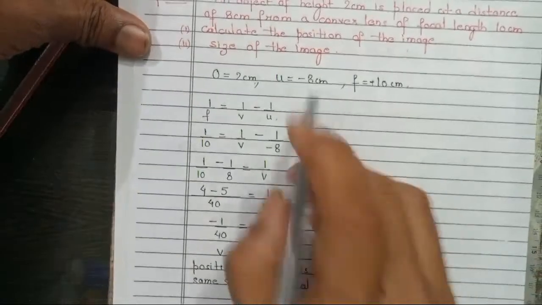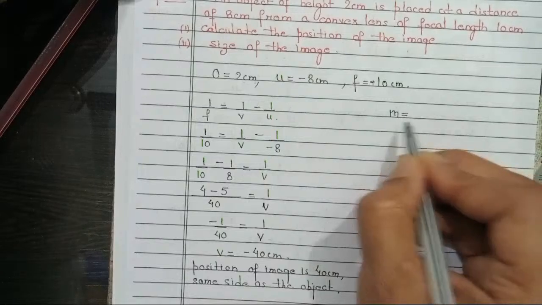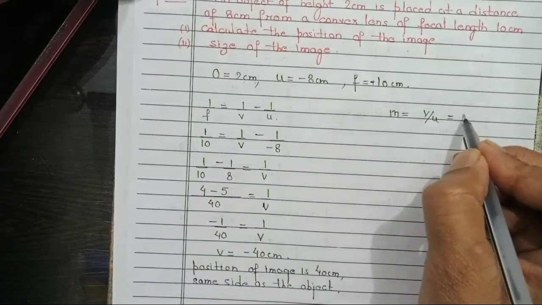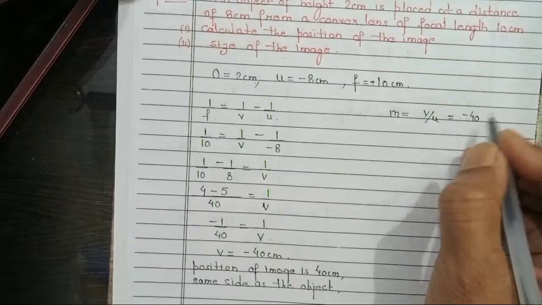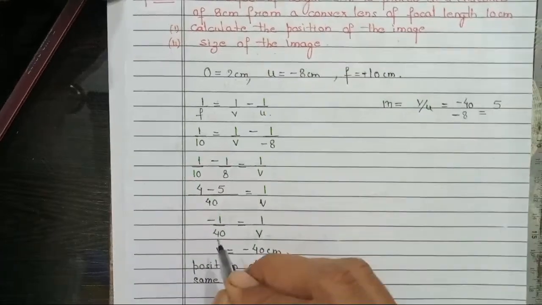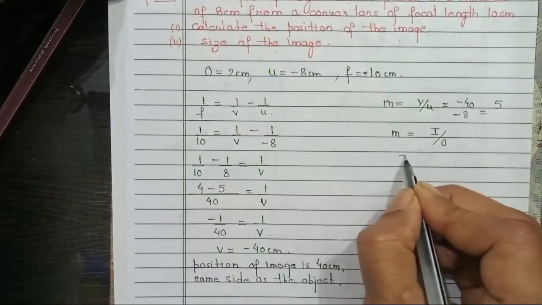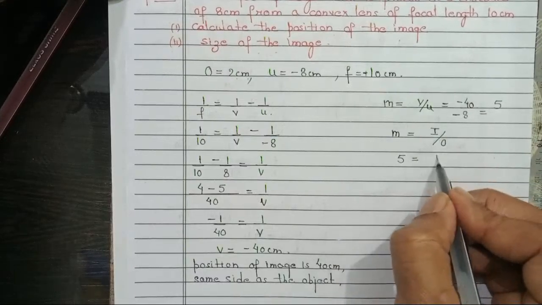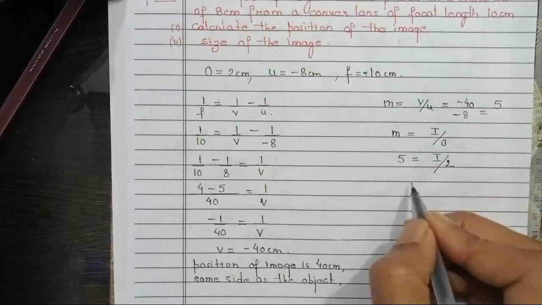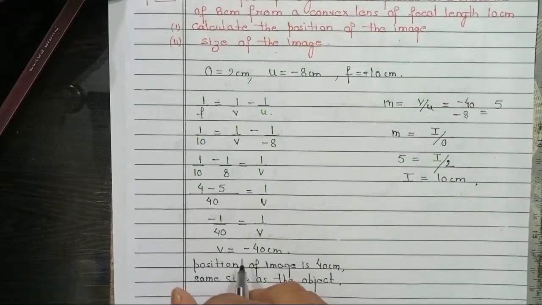Now moving on to the second part, they have asked you to calculate the size of the image. So to calculate the size of the image, first we will calculate magnification using the formula V by U. So V here is minus 40 and U over here is minus 8. So magnification you are getting as plus 5. Now using the second formula for magnification, that is I by O. Magnification is 5. I we have to calculate and O is the size of the object, that is 2. So on cross multiplication, image is 10 centimeter. So the height of the image is 10 centimeter.